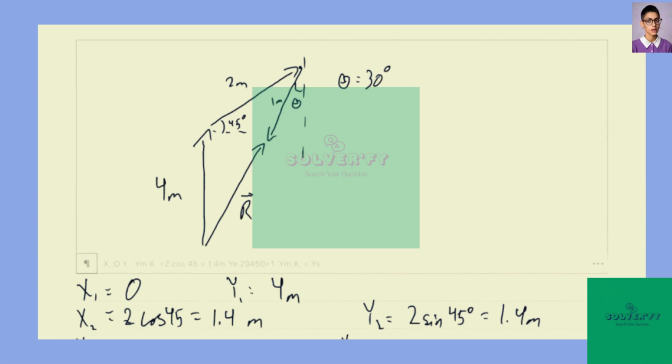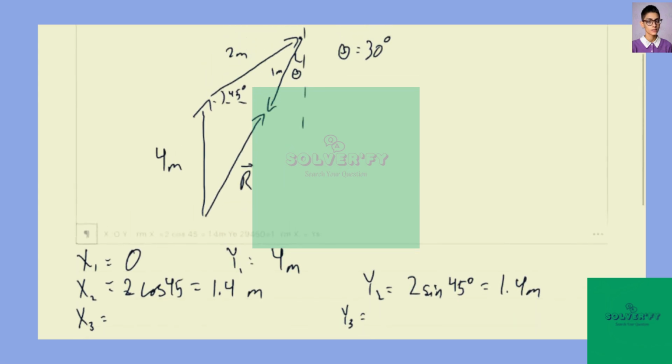Next, the third vector is a little bit harder to figure out because the angle they give you is not directly off of the positive x-axis. However, if you turn your paper sideways, you can see that the y direction actually uses the cosine of the angle, while the x direction uses the sine of the angle.